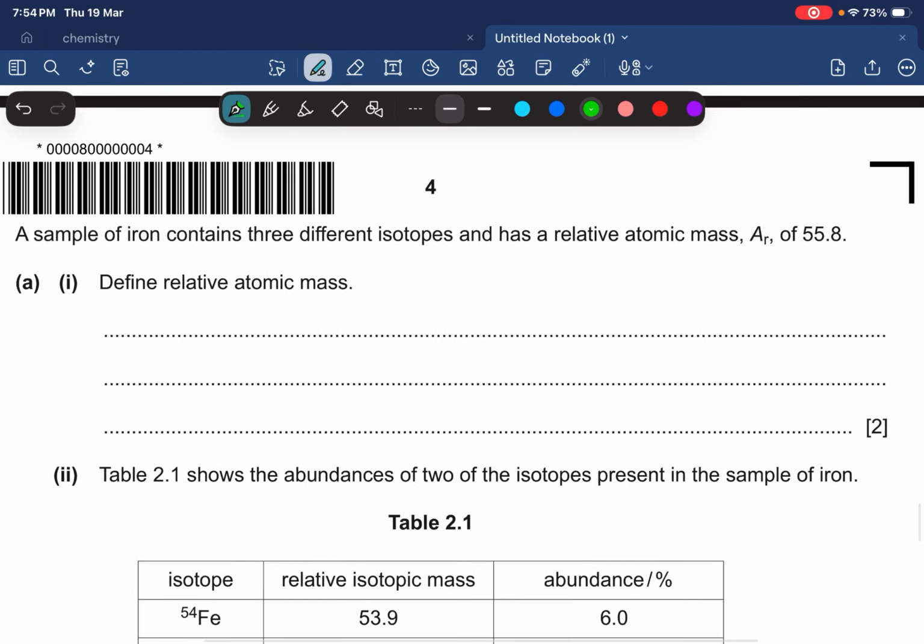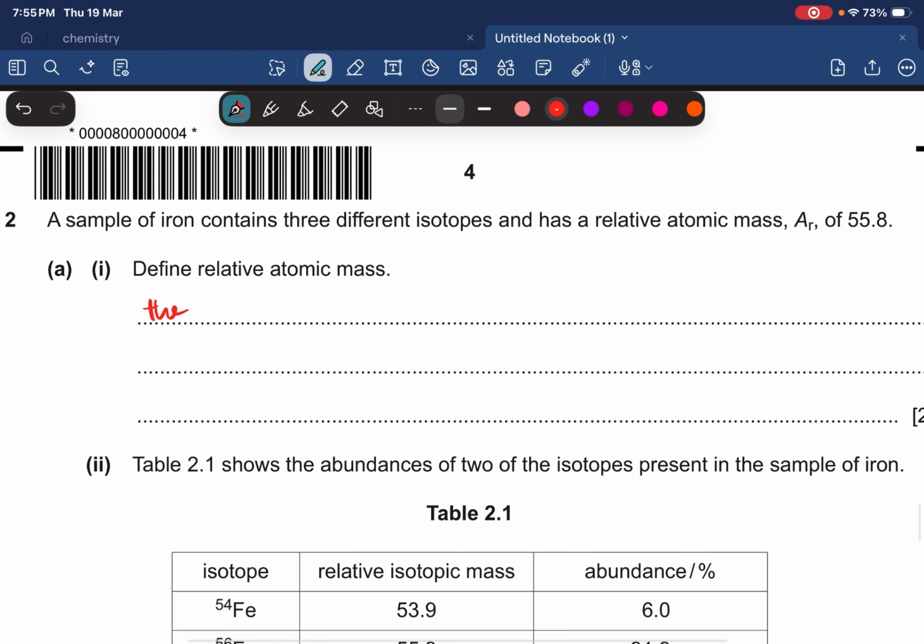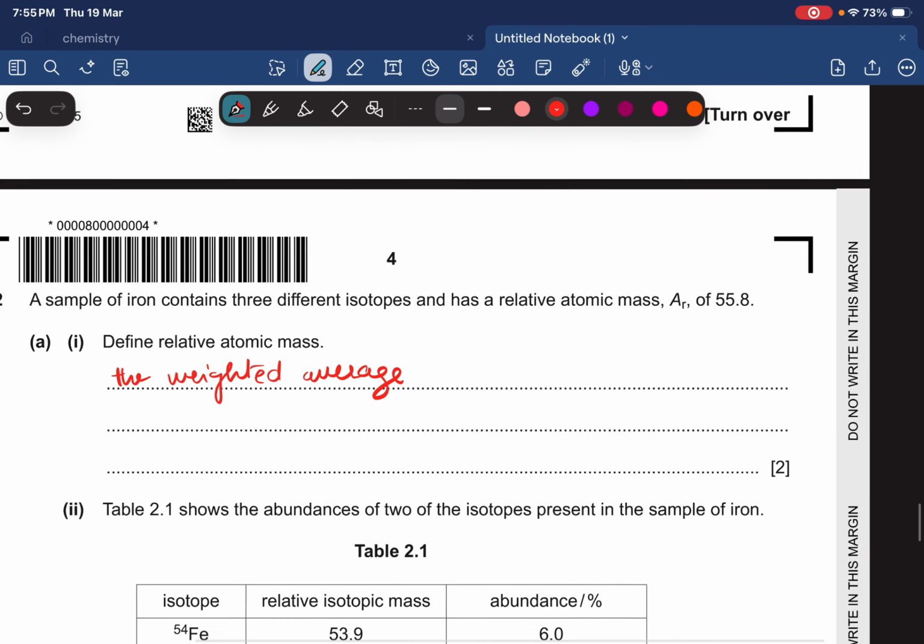Easy. A sample of iron contains 3 different isotopes and has a relative atomic mass of 55.8. Define relative atomic mass. It is the weighted average mass of all the isotopes of an element compared to unified atomic mass unit, or compared to 1/12 of a mass of a carbon-12 atom. That's a very simple definition that I learned. A lot of guys in the May June paper 22 messed up this definition.